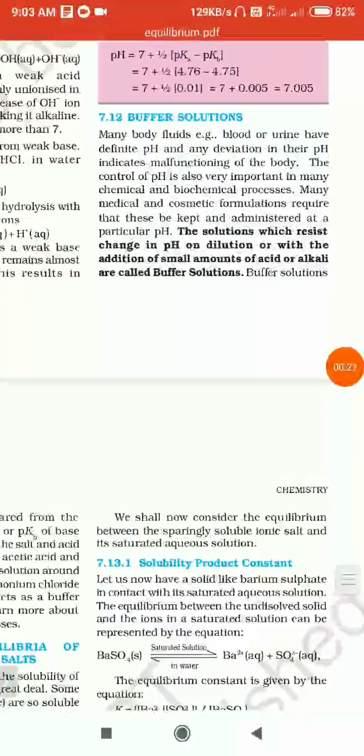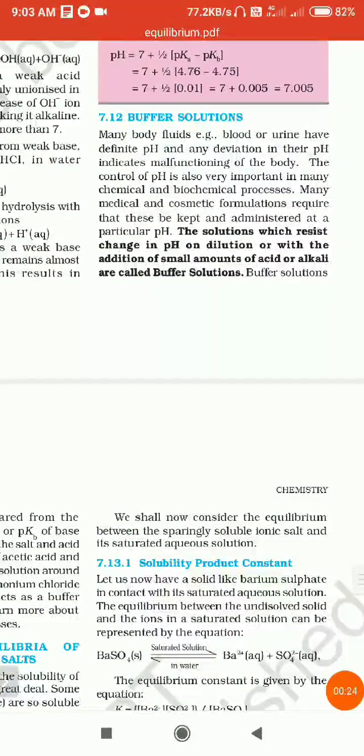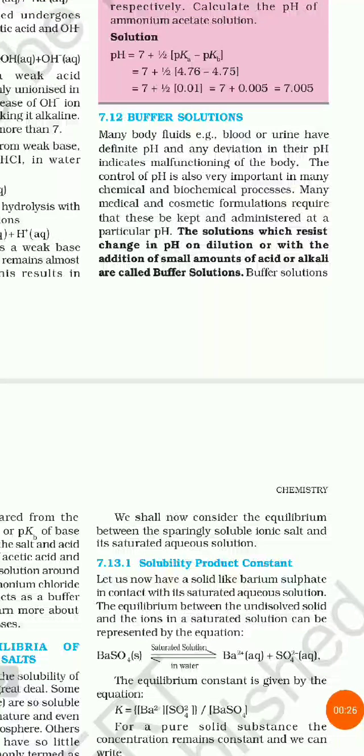So today we are going to see the last concept in chemical equilibrium: what are buffer solutions. Last class we already saw the ionic product of water. What is the ionic product of water? What is the common ion effect?